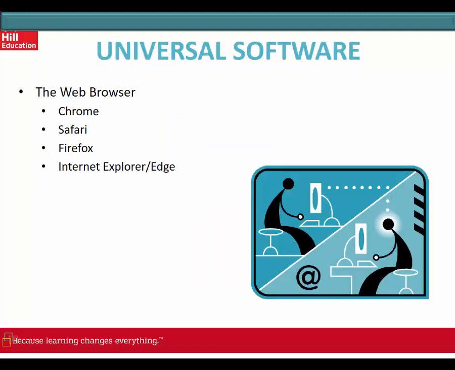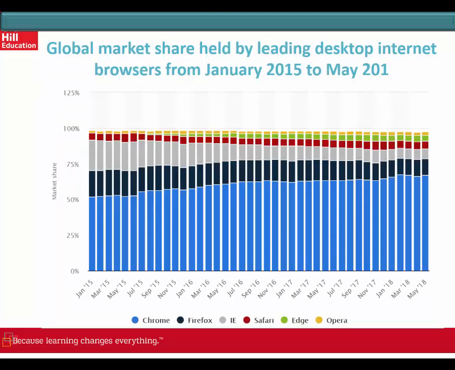The universal software of the world right now is the web browser. And of course, the most popular web browsers are Chrome, Safari, Firefox, and Internet Explorer or Edge. This chart depicts the global market share for the current browsers, with Chrome by far leading the way in popularity.